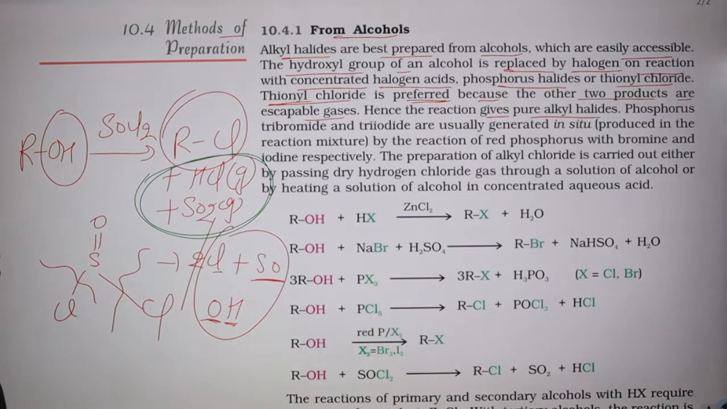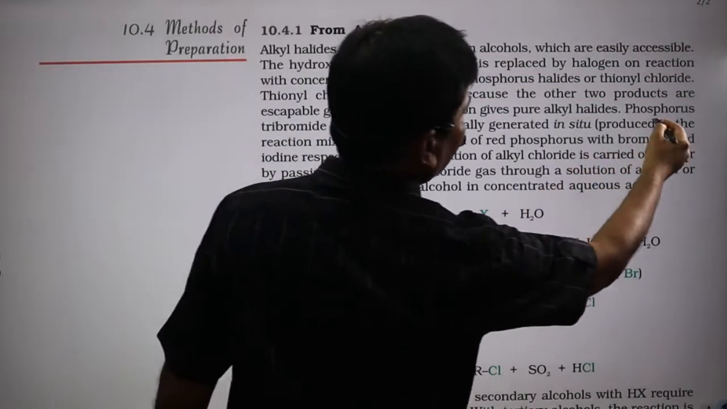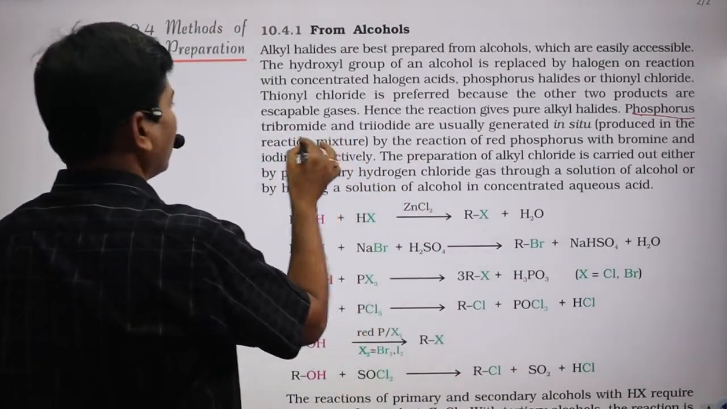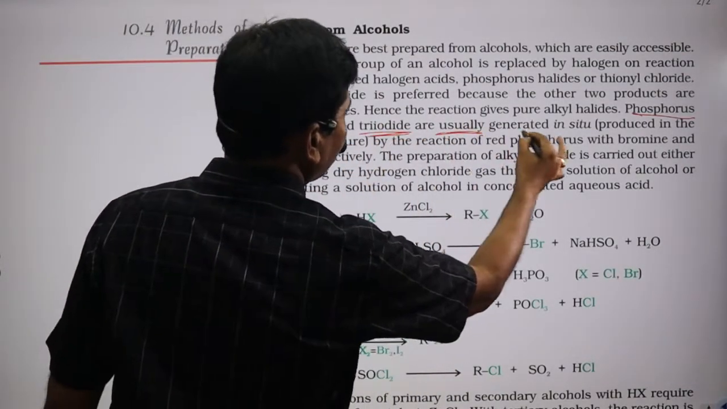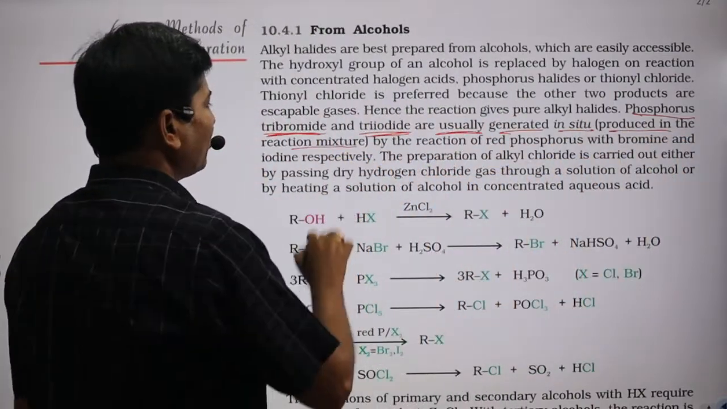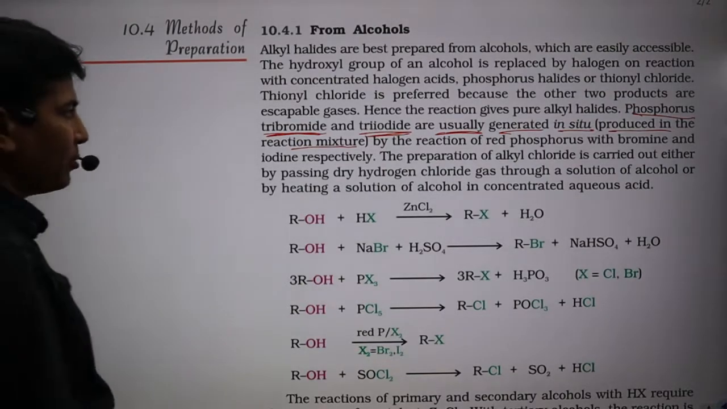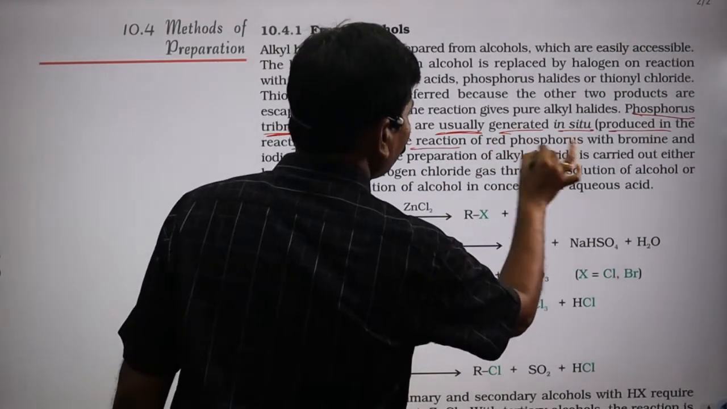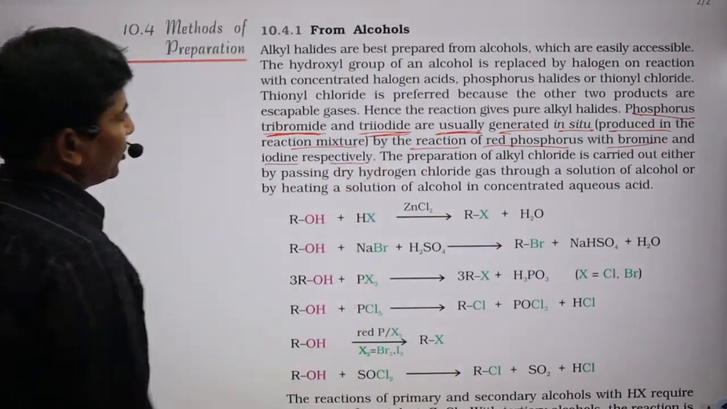Next we have phosphorus tribromide and triiodide, which are usually generated in situ. In situ means produced in the reaction mixture. How are they produced? By the reaction of red phosphorus with bromine and iodine respectively.